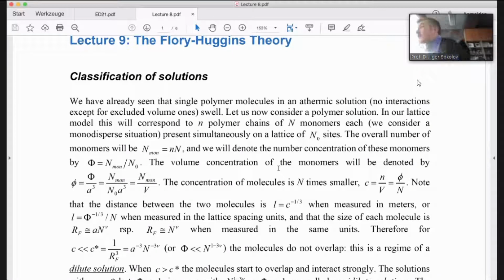But at least at the beginning, I think it's important to understand the scales. So what is a solution? What is a melt? What is a concentrated solution? What is a dilute solution? And what is what? And here, let me again stop the screen and draw a picture.